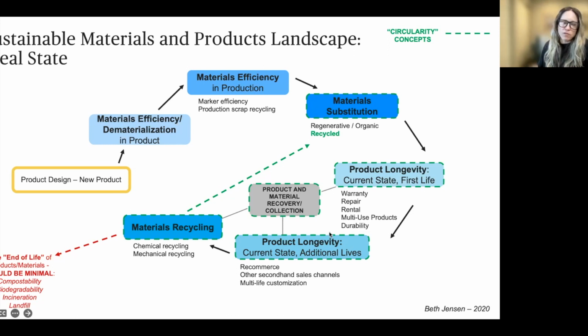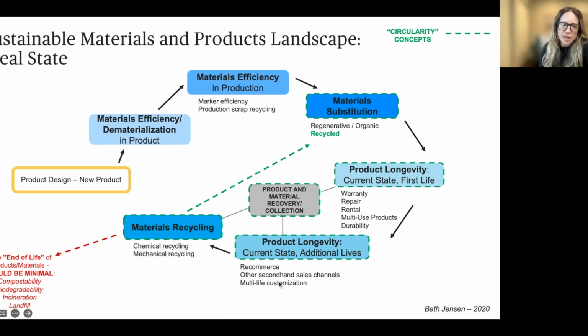And then you've got product longevity, not in its current state, but in additional lives. That's where things like re-commerce platforms come in, and obviously other secondhand channels: outdoor gear resale stores, your traditional consignment shops or thrift stores, et cetera. And then there's some really interesting and innovative work happening now around multi-life customization, taking an original product from its first life and making it into something completely new. I know The North Face has done some really cool programs with designers on this, and a number of other brands have done some, mostly small capsule projects, but pretty interesting stuff.